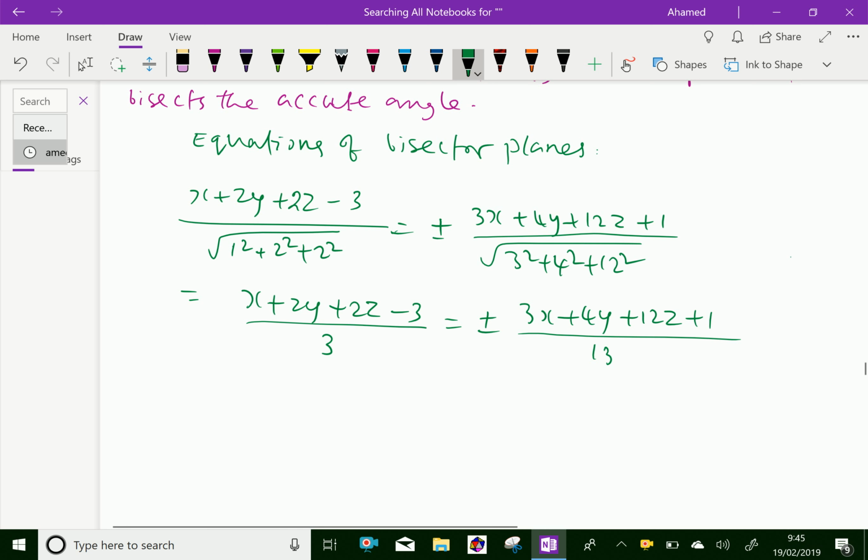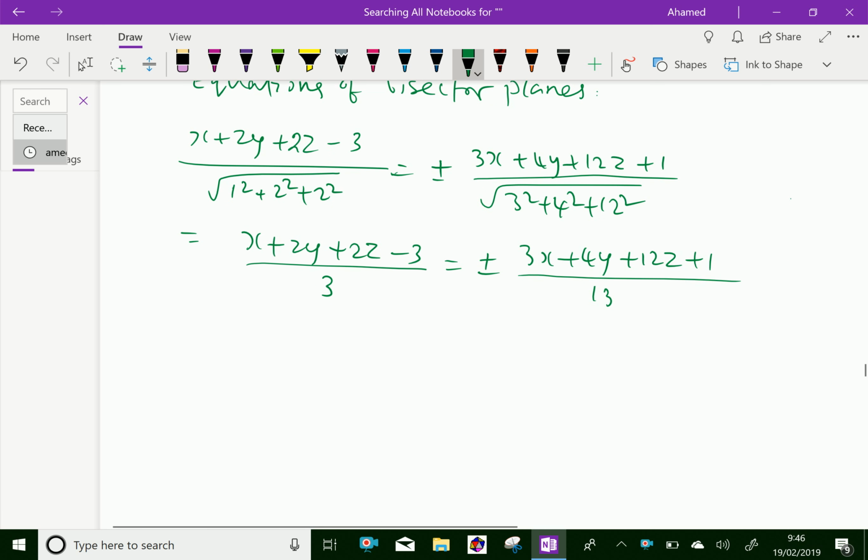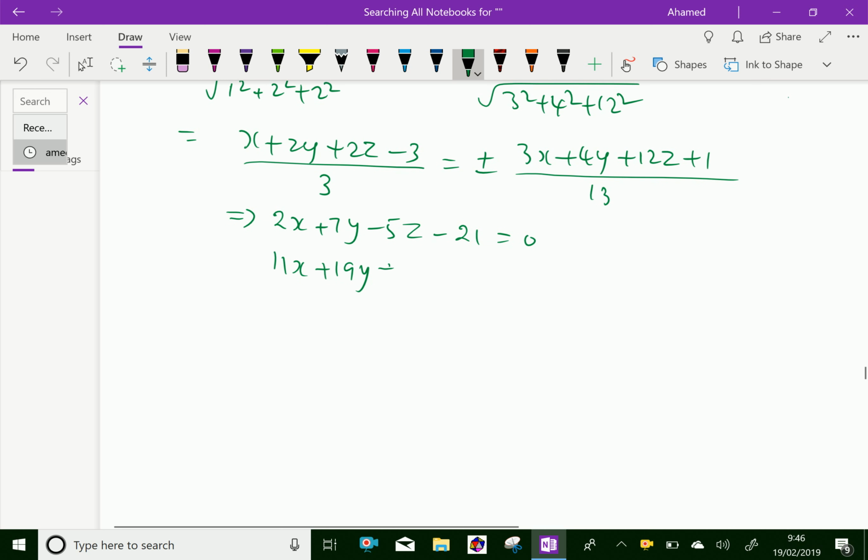Now, by simplifying, considering the positive sign first and the negative sign second, we get two equations of the planes: 2x plus 7y minus 5z minus 21 equals 0, and the second one is 11x plus 19y plus 31z minus 18 equals 0.